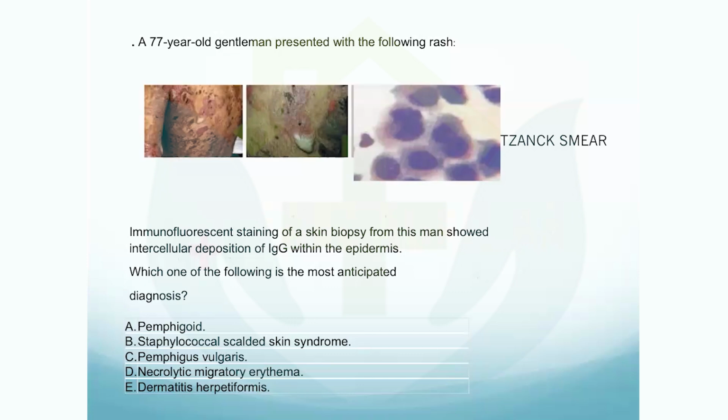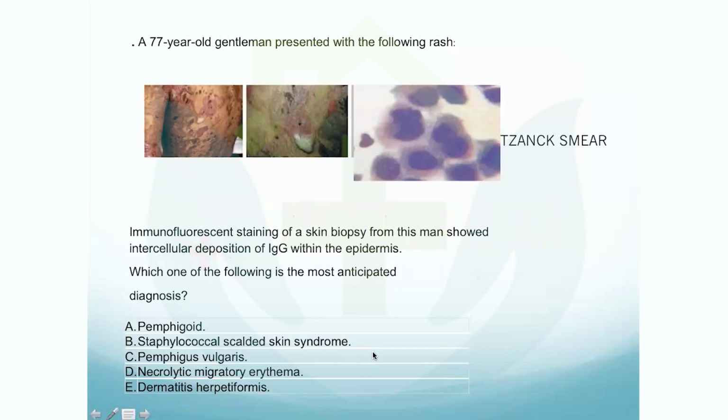Which one of the following is the most anticipated diagnosis? Pemphigoid, we learned this is not pemphigoid. Staphylococcal scalded skin syndrome usually occurs in children, and it can also present in immunosuppressed patients with extensive areas of superficial erosion associated with staphylococcal or streptococcal infection. But here you have well-defined areas of lesion with flaccid bulla. Staphylococcal infection doesn't present with this kind of vesicobullous lesion. It's only erosion and scaling.